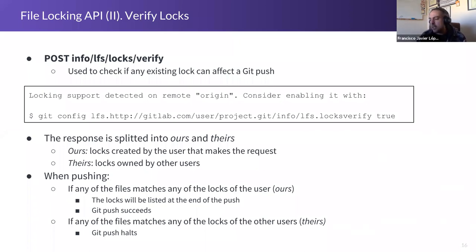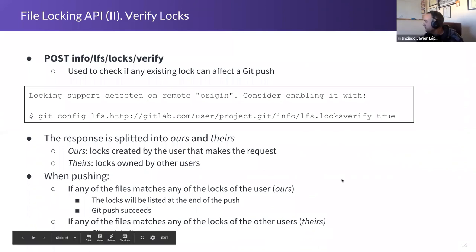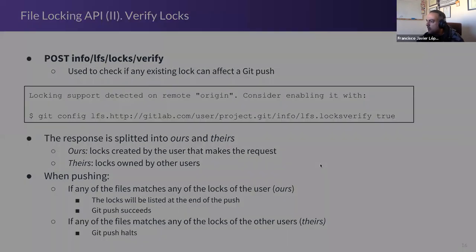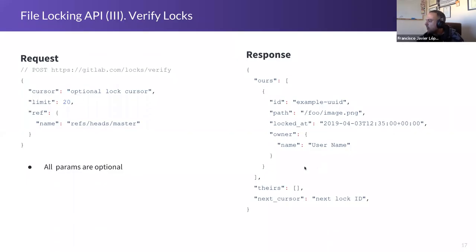And the second case is if any of the files matches any of the logs of other users, the Git push will halt. Okay? It's the expected behavior in this case. Okay, so let's take a look at the response.